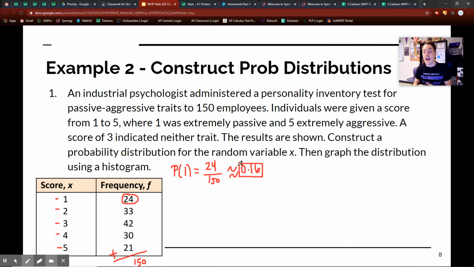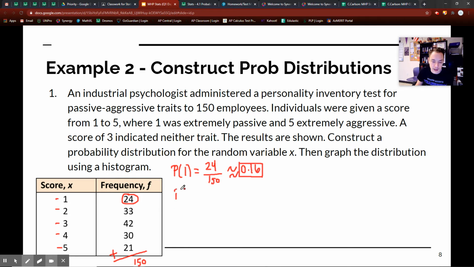If you have yet to get a TI-36X Pro, it looks like this. You should definitely pick it up because it's awesome. But if you don't want that, if you just want Desmos, then fine. You can plug in 24 divided by 150, and you get that.